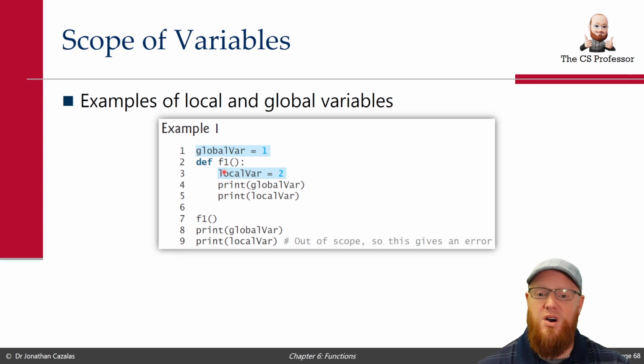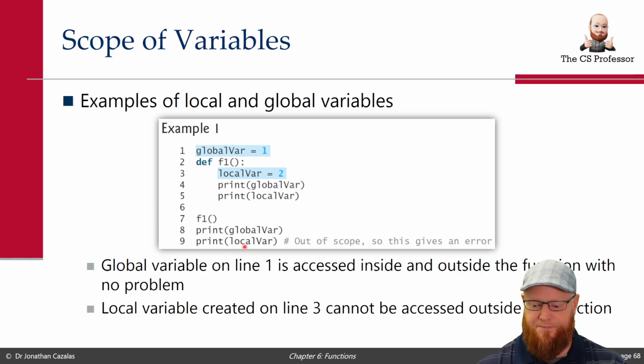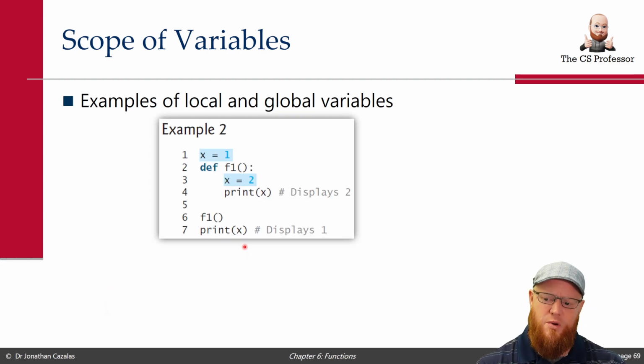But when that function closed, guess what? The activation record for that function closed. That function is no longer on the function call stack. Local var no longer exists. And so on line 9, when you ask Python to print local var, Python will cop an attitude, shout at you in red, and give you an error. So this is the overall idea with that one.